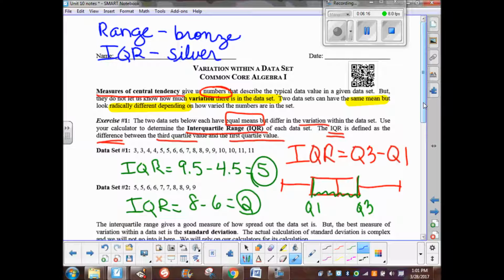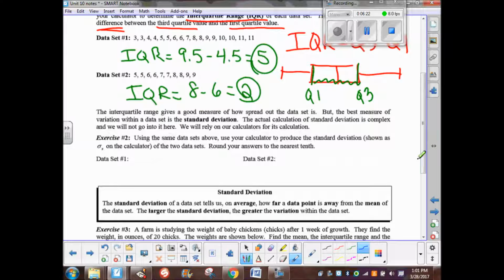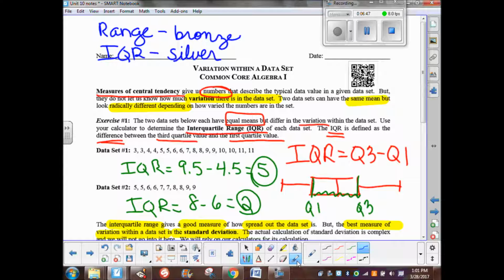So now we need to learn about which one's the gold. Okay, we're going to get to that one. Now this right here in the middle is going to summarize what I just talked about. The IQR gives a good measure of the spread of data, or the variation. But the best measure of variation within the data set is the standard deviation. That's going to be the gold. That one is going to be the best.